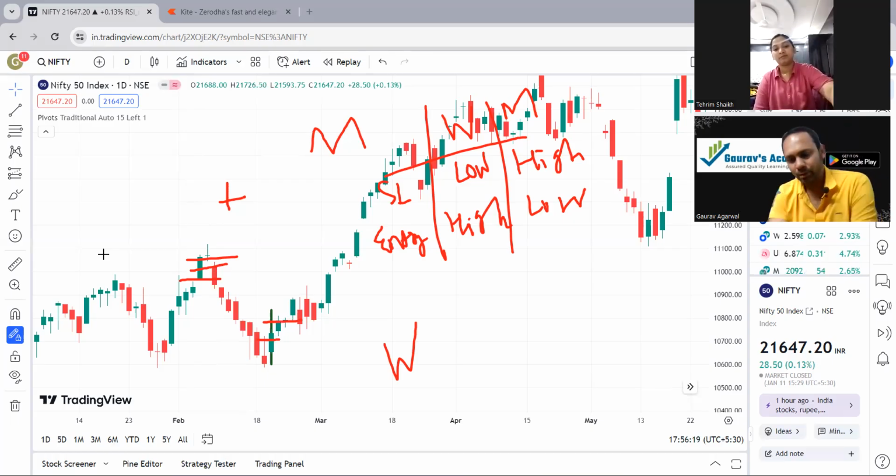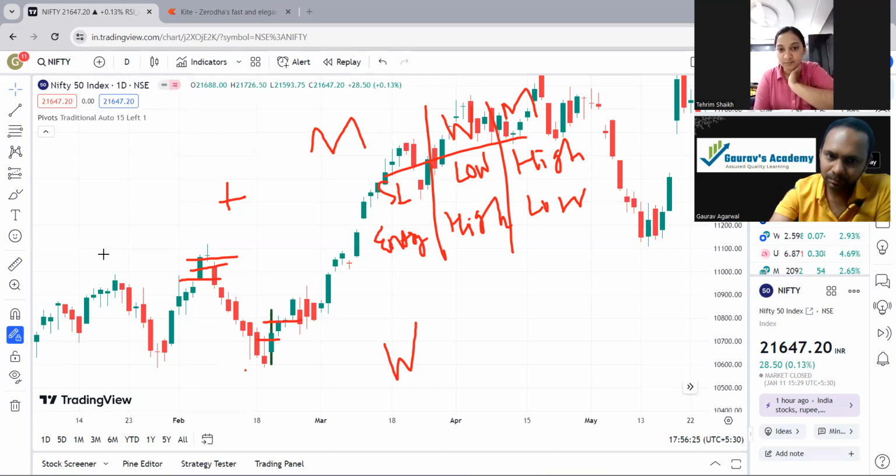So it depends on you totally how much profit you want to book. But you have to keep a stop loss, because you have to do risk management and money management. So that is why stop loss is very important. And that is why for every trade, first we have to see the stop loss and then the target later.